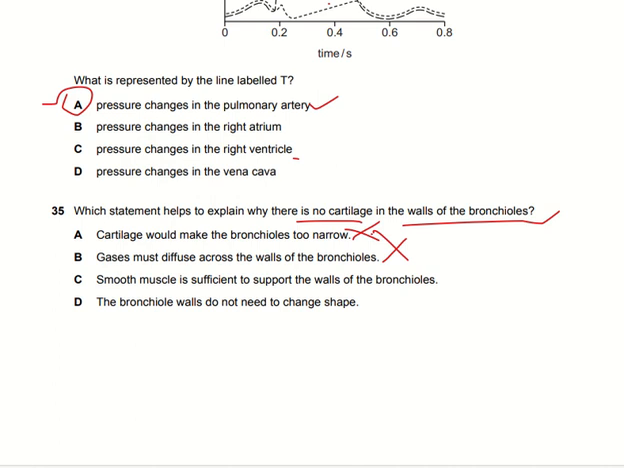Yes, because the bronchioles have smooth muscle, it is sufficient so that the walls of the bronchioles do not get damaged by the pressure of the air here. So option C is the right answer.